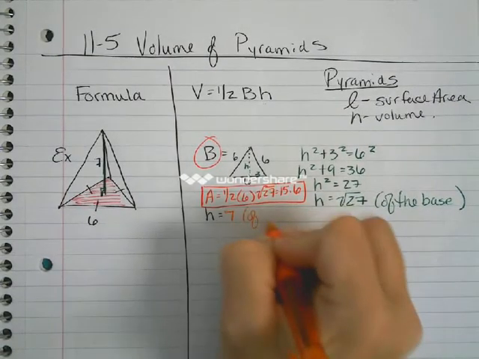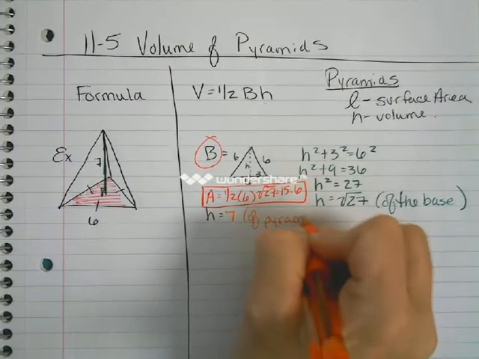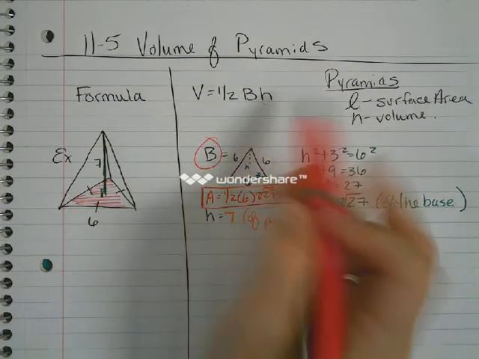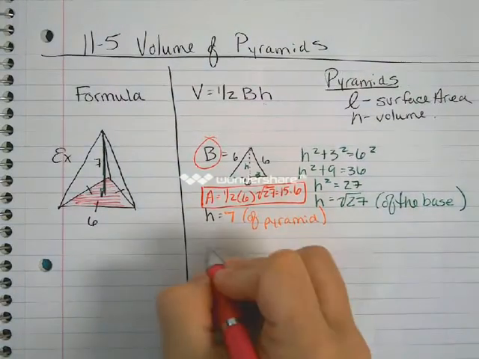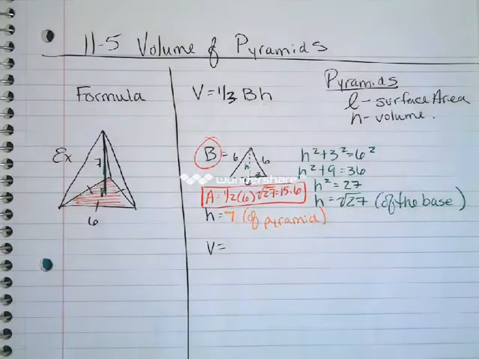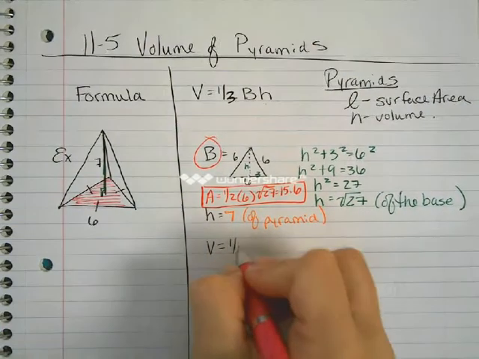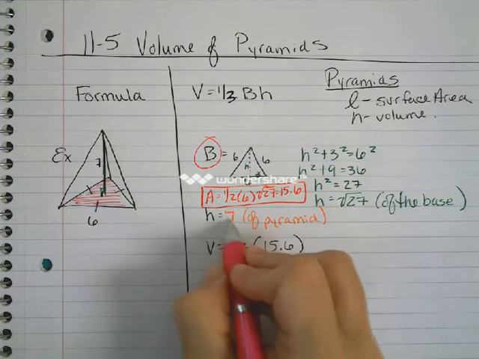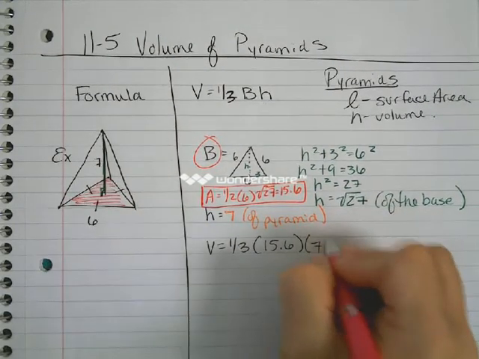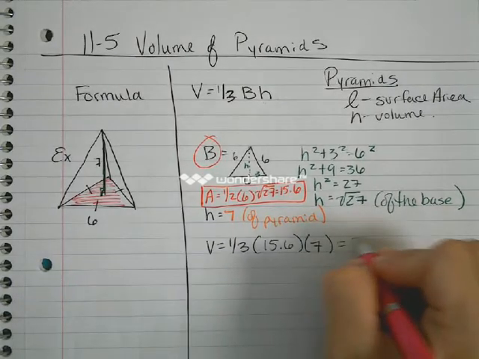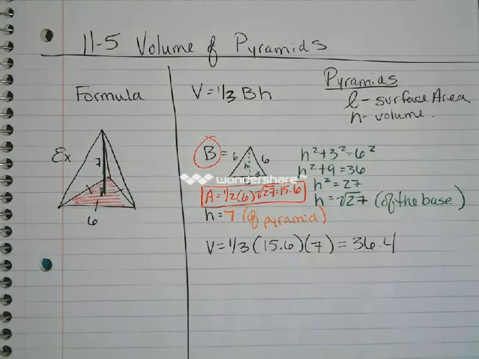Keep in mind when we're plugging into this formula, this H is for the pyramid. So we have volume equals, that's supposed to be a 3. I don't know why I wrote 2. Volume equals 1/3 big B was 15.6, and the height of the pyramid is 7. Okay, which gives me 36.4. So a little bit of complication when you have a triangular pyramid because there's lots of triangles going on which creates 2 different types of heights.